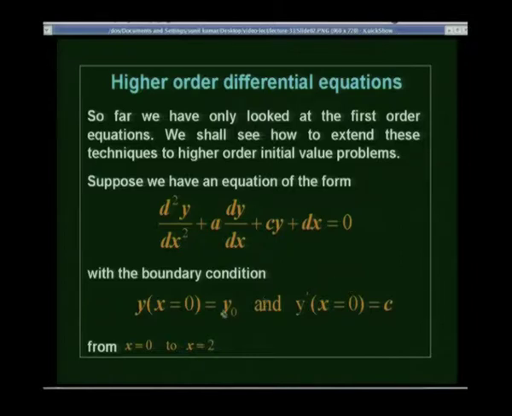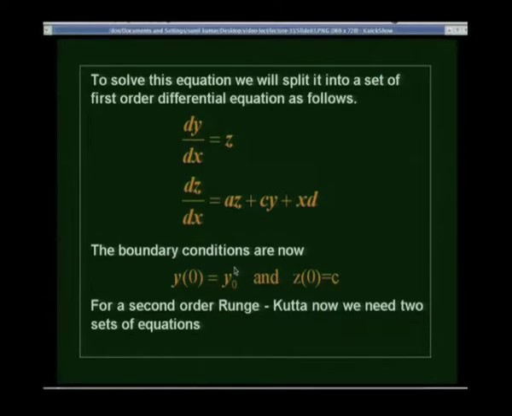Now we have some boundary conditions. We want to solve it from x equal to x0 to x equal to 2, for example, some x value to another value which is given as 2 in this particular example. So how do we go about solving this? We said that we can split this into two first order equations, right? Those two first order equations are now given by dy by dx is equal to z, and dz by dx now becomes minus of az plus cy plus dx.